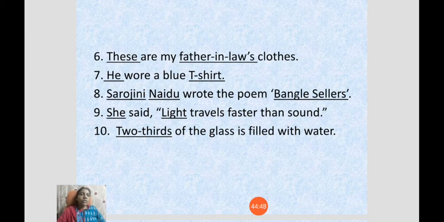"Two-thirds of the glass is filled with water." 2/3 is a compound word formed from a fraction. Okay. So for such words, a hyphen is used. That's why we are using two-thirds. Okay. Two-thirds of the glass is filled with water. And the first letter of the sentence is T. So that's why T is written in capital.